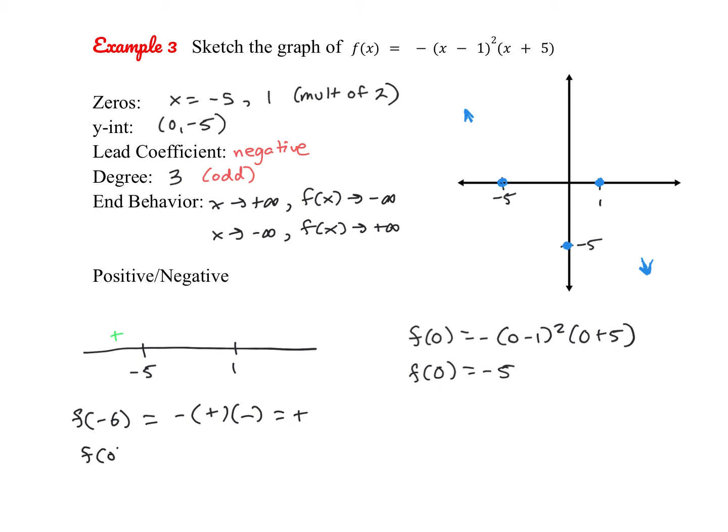Let's plug in 0, so we have the negative out front. If I plug in 0 here and I square it, it's going to be a positive, or we can infer this factor will always be positive because we're squaring it. And then we have another positive resulting in a negative.